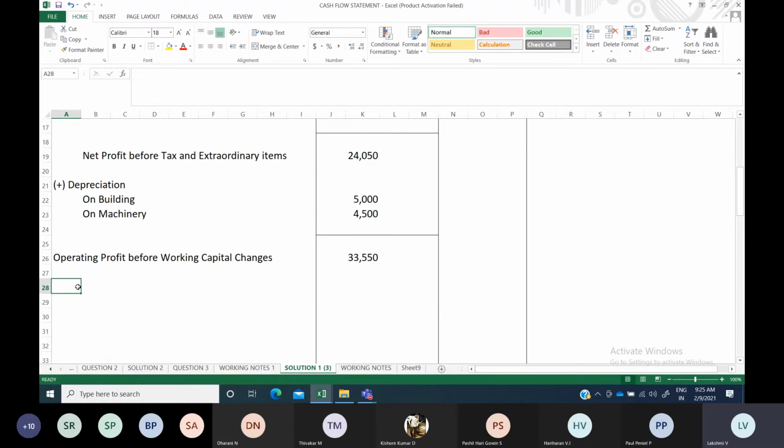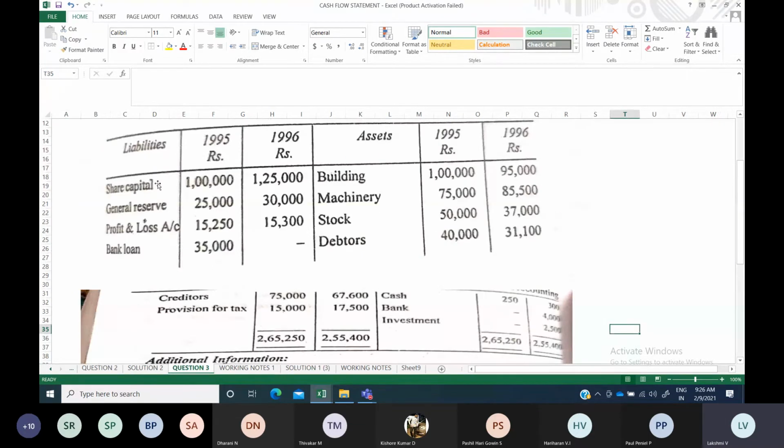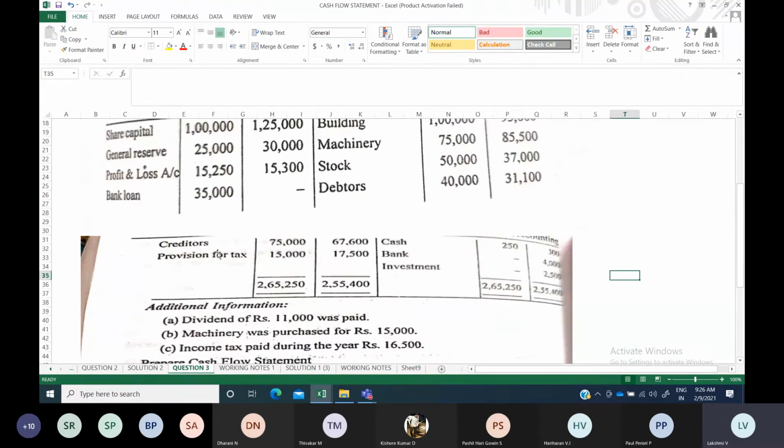Now with this, you have to add an increase in current liabilities, any items. And a decrease in current assets, you have to add. Just find out from the question. If you see in this question, all these won't come. Only current liability will come. Creditors is the only current liability here; provision for tax, we are treating as non-current liability. So creditors, if you see, 75,000 and 67,600.